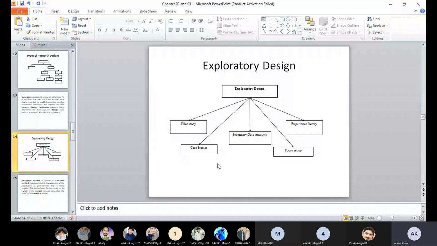The focus group, as its name shows, is that type of study in which you select a group of experts and then you take their opinion. The same is true of the experience survey. It is called an experience survey because the experts are there and they give you their opinion. So the focus group or the experience survey is used to analyze anything in depth. So these are the typical types of the exploratory research design.